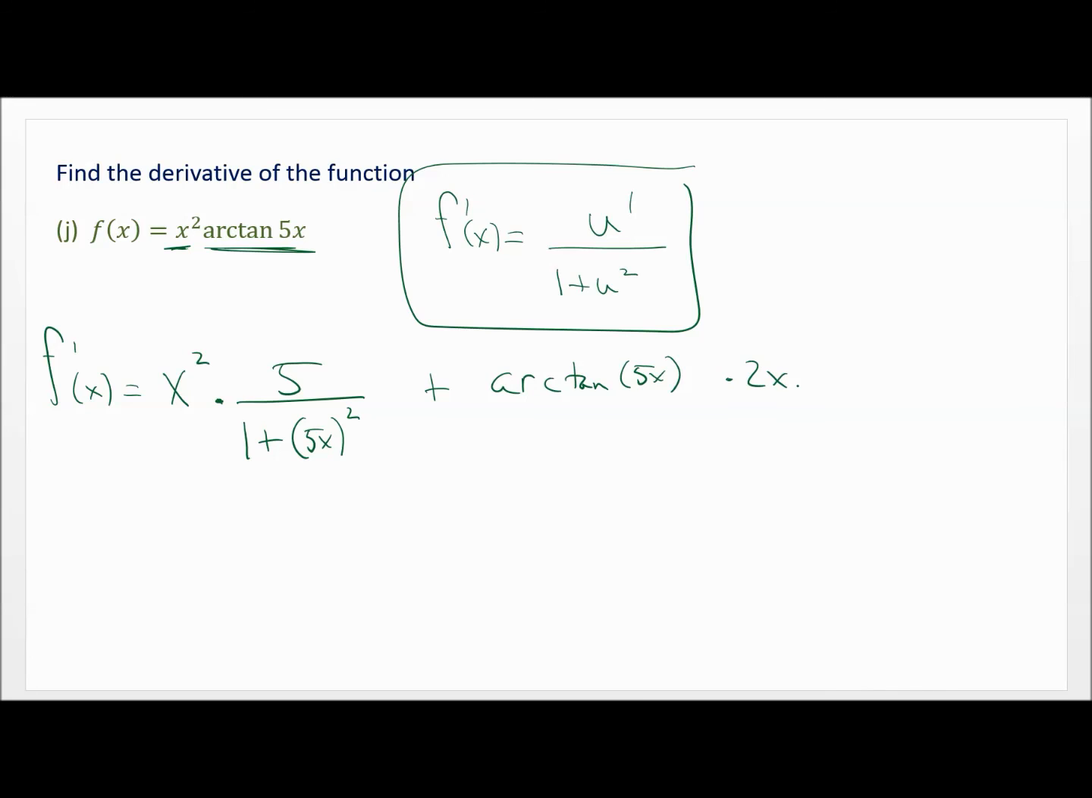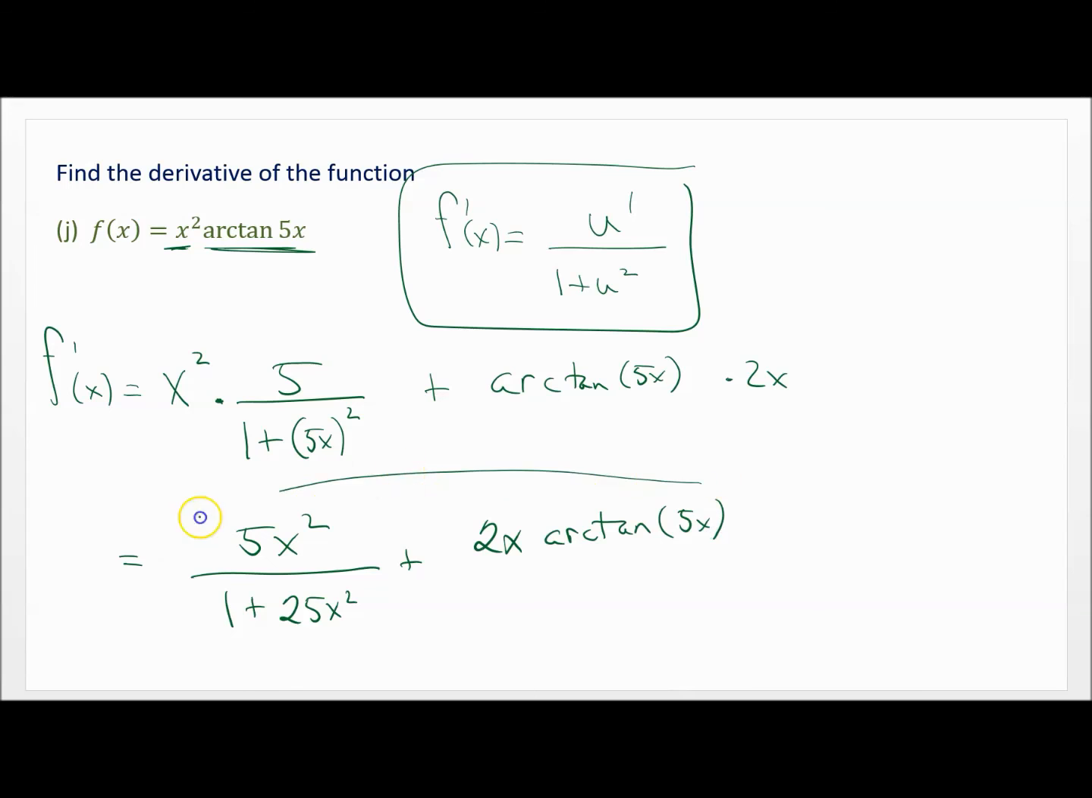Now it's just about simplifying. So my first fraction is 5x squared over 1 plus 5x squared. Oh, 25x squared, excuse me. I've got to square both of those, right? So that's 25x squared. Plus, I'm going to put that 2x in front of the arc tangent, because remember how we like to put trig functions at the back of a product? And that's about as simple as that gets. It's not pretty, but I don't see the point in finding a common denominator and adding it together.